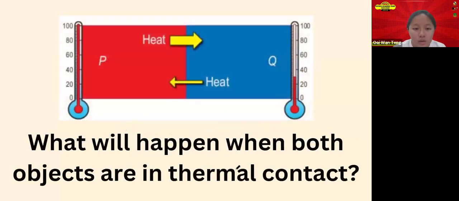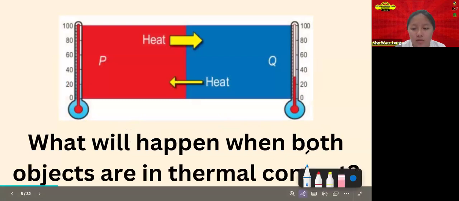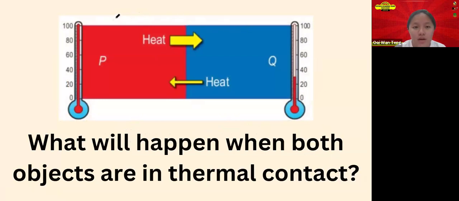What will happen when both objects are in thermal contact? We can observe the diagram here. You can see that there are two objects, object P and object Q. Object P is a hot object because you can see the temperature here. It shows 100 degrees Celsius. And object Q is around 30 degrees Celsius because it's between 20 degrees Celsius and 40 degrees Celsius.